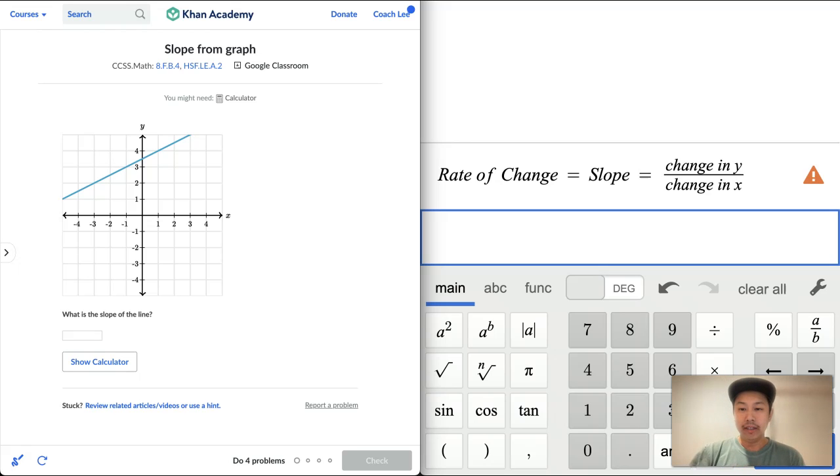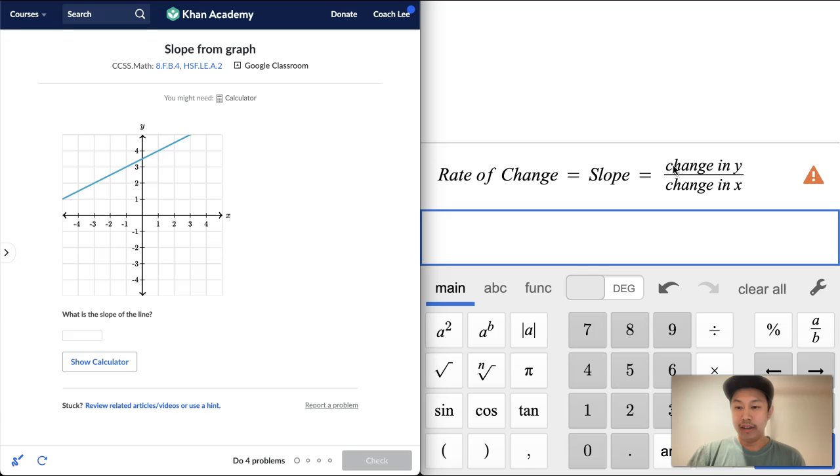This practice is going to be on rate of change, which is the same as slope, which is the same as your change in y over change in x. You can calculate the slope either from a graph, an equation, or a table, all three of our representations. So here's our first example on a graph.